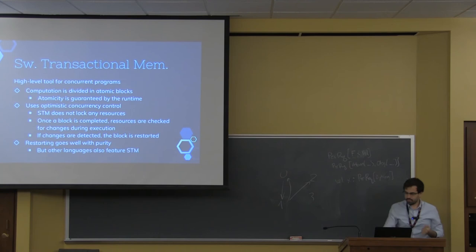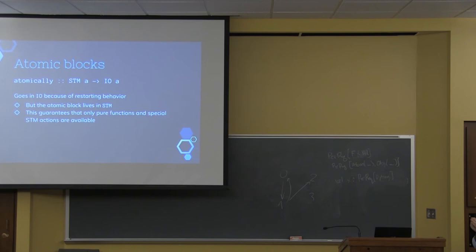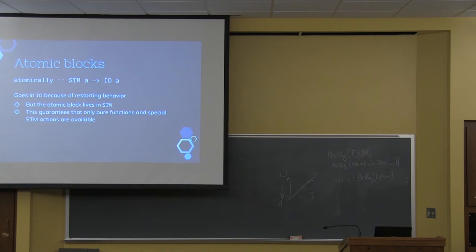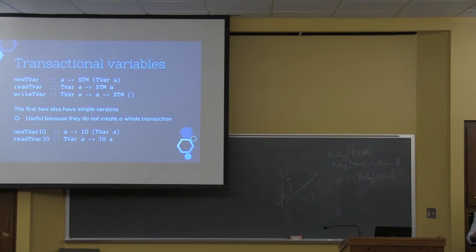So how do you mark an atomic block? You just use atomically. So atomically takes an STM block and runs it atomically with respect to any other block. And the result is in I/O, because it might need to spawn new threads, may need to retry. So these are things which are sort of impure. So the result of running something atomically is really an I/O computation. But because the atomic block is an STM, we are guaranteed to only run pure computations and some special STM actions. Which are those actions? You can create new variables, you can read them and write them as usual. And sometimes you just want to create new vars directly in I/O, so you just have some versions for this. This is not really important, it's just a convenience.